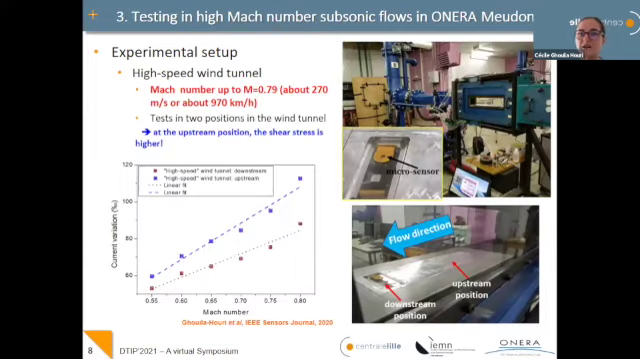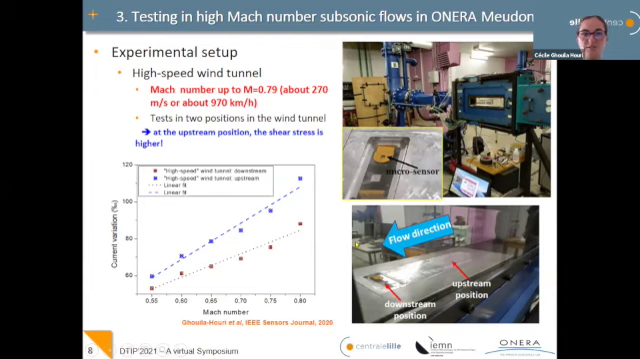Then we moved to the ONERA Meudon wind tunnel, which is particularly interesting because it's a high Mach number subsonic wind tunnel. So we can have flows going from a Mach number of about 0.5 to 0.8. To give a comparison, the former wind tunnel went up to Mach 0.1 at maximum velocity. So it's a much higher speed flow while still being subsonic.